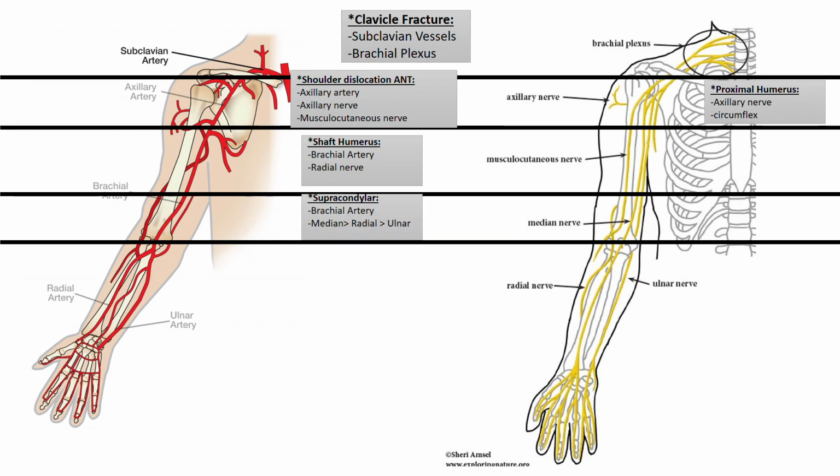Moving a little bit downward and supracondylar fracture of the humerus, again the brachial artery is injured, and here there might be injury to the three common nerves of the upper limb: median nerve, radial nerve, and ulnar nerve. Usually the median nerve is the most commonly injured nerve.